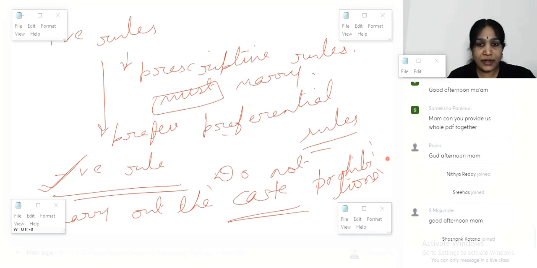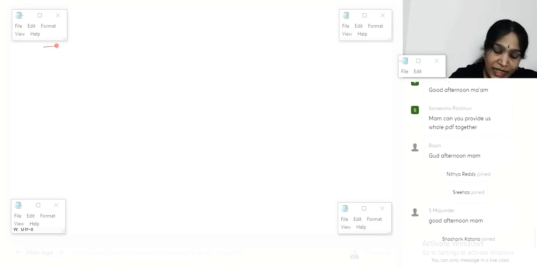And one small instruction, at least till I perfectly practice my handwriting on this board, don't depend on my rough notes. Most of the points which I'm writing in the rough notes will be there in the notes also, in the PDF also, or otherwise just jot down running notes, right? So negative rules are in the form of prohibitions.